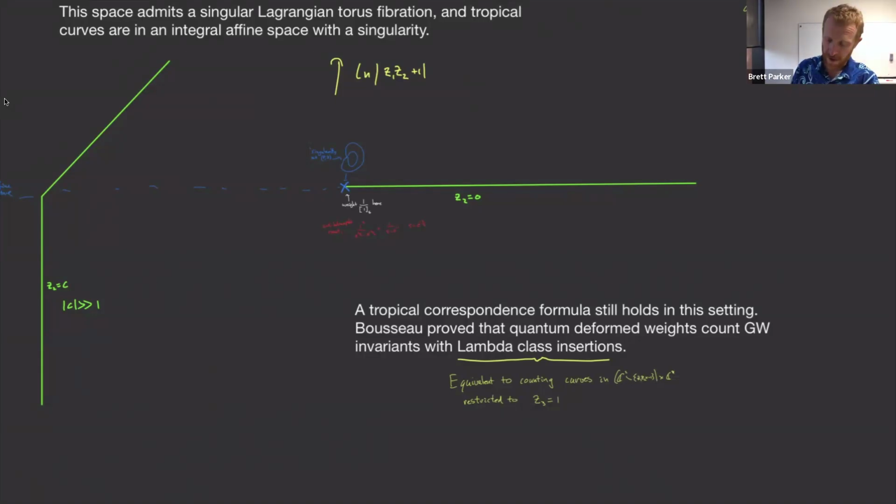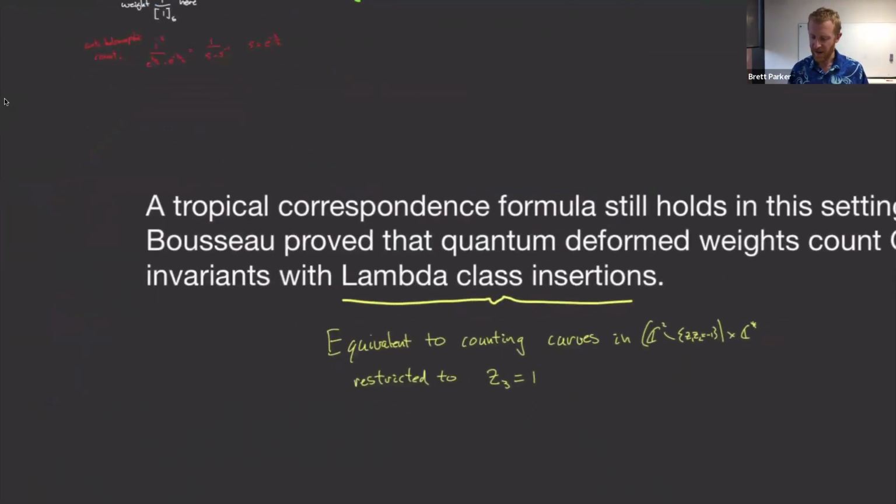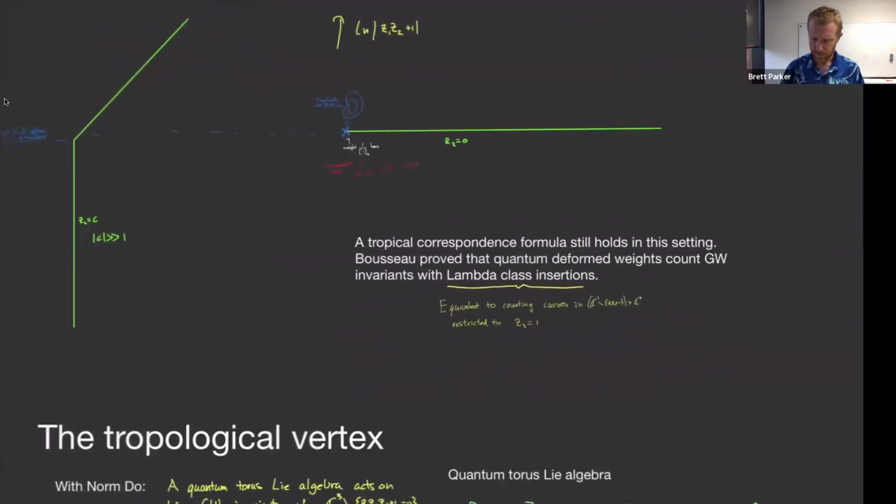In this two-dimensional setting, Pierre Boisseau proved that the quantum deformed weights that I was talking about that apply in the three-dimensional setting count Gromov-Witten invariants with lambda class insertions. But that's equivalent to, in our setting, counting curves in this two-dimensional manifold we're looking at times C star, where you're just restricted to a slice where the C star direction is constant.